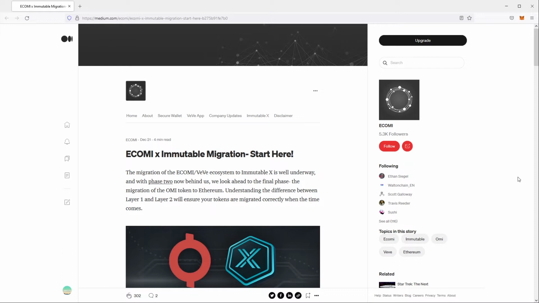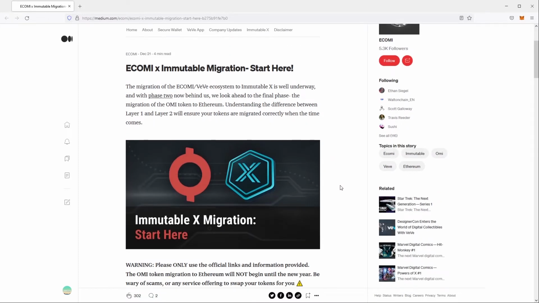So starting off, this article is ECOMI X Immutable Migration, start here. Like I said, this is a series, so this is their first document that they're releasing to guide you through what's going to be going on here. Just reading through it, it starts off with: the migration of the ECOMI VEVE ecosystem to Immutable X is well underway. With phase 2 now behind us, we look ahead to the final phase, the migration of the OMI token to Ethereum. Understanding the difference between layer 1 and layer 2 will ensure your tokens are migrated correctly when the time comes.